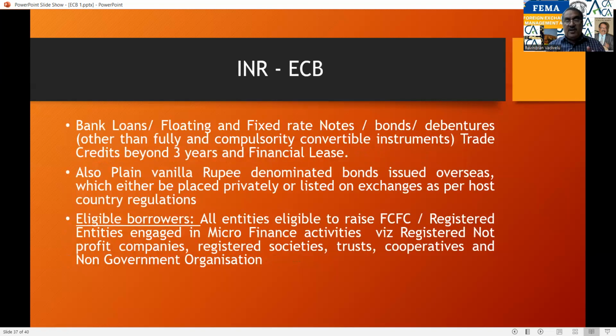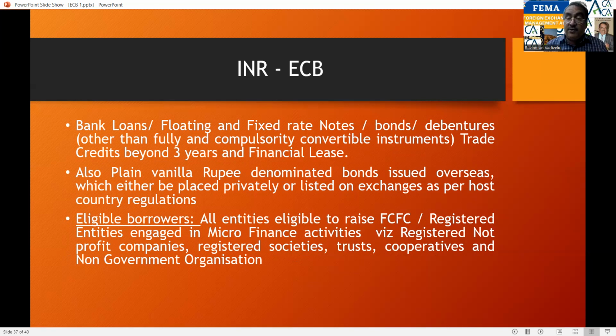Now, who are eligible to get the money in INR? INR means Indian rupee. That is bank loans, floating or fixed rate notes, bonds, debentures, other than fully or compulsorily convertible instruments, trade credits beyond 3 years, and financial leases. Here, also plain vanilla rupee denominated bonds issued overseas, which can be placed privately or listed on exchanges as per the host country regulations.